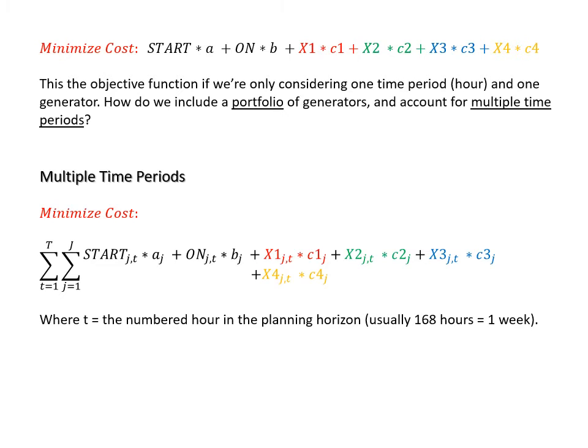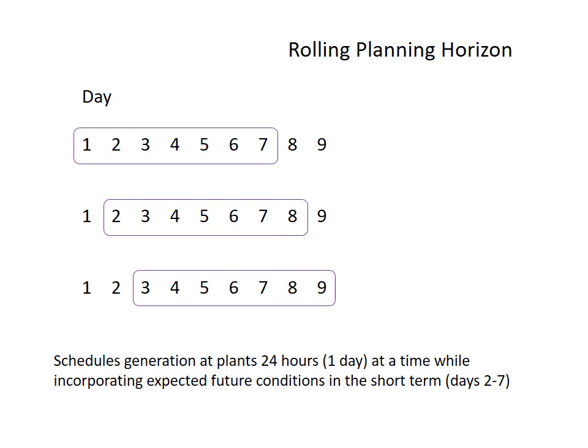And so the only thing we're adding T's onto are the decisions we make about, are we starting the plant in period T? Is it on in period T? And how much of each zone of the nonlinear cost function, each X, are we going to produce in period T? So this objective function is looking, for example, 168 hours into the future. We're scheduling things, and the planning horizon is 168 hours, so 7 days.